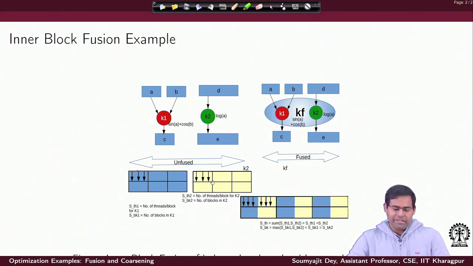So, the original 2 kernels had 6 blocks. So, our fused kernel will also have 6 blocks, and inside each block I just have double the number of threads, right. Half of the threads are doing the job for kernel 1 and half of the threads are doing the job for kernel 2, as simple as that. And which threads are doing the job for which kernel is demarcated here using the different colors. So, the blue marked threads are doing the job for kernel 1, the yellow marked threads are doing the job for kernel 2, like that.